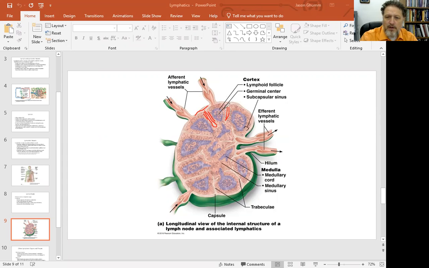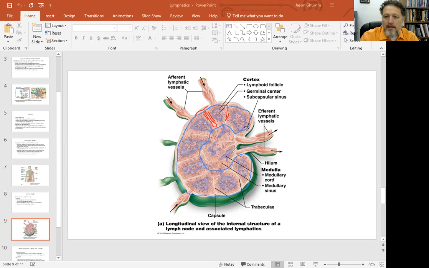Let's go with blue. The cortex itself is all of the entire outer region, coming down here near the bottom of those trabeculae. So this blue highlighted region would be the cortex, which includes some of these portions right here: the lymphoid follicle, germinal center, subscapular sinus.